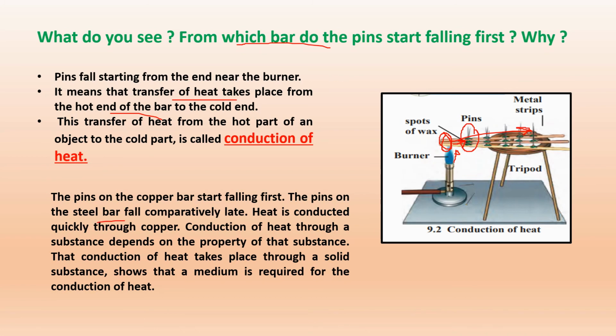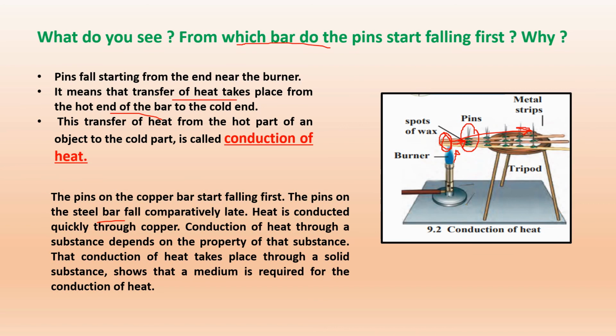The pins from the copper bar will start falling first, second will be the aluminium bar, and the last will be the steel bar. So from this we make out that the heat is conducted quickly through copper. That means due to the properties of copper, it is able to conduct heat faster, and the pins from the copper will fall first, followed by aluminium and steel.